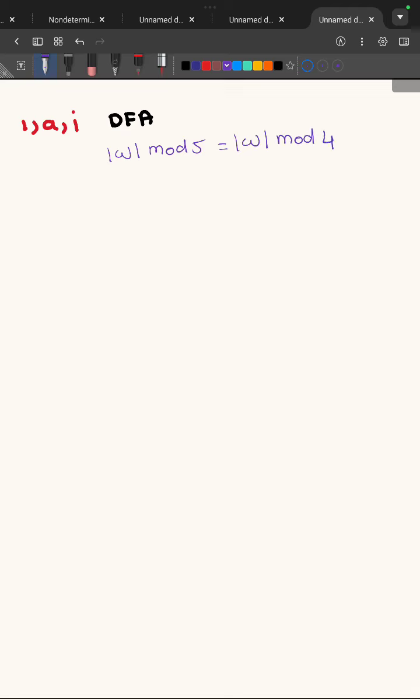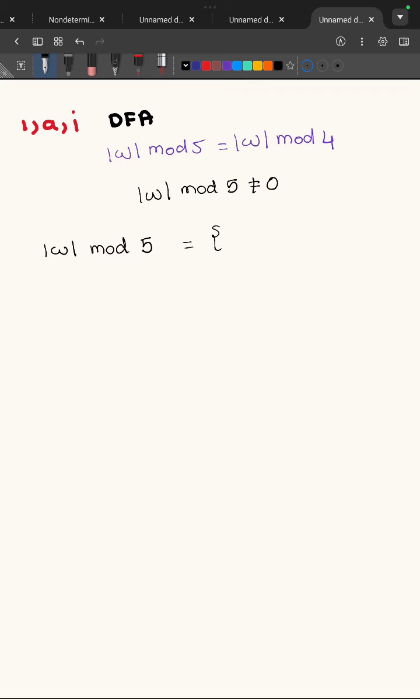I think we have seen a problem similar to this in our classroom, where we solved the length of the string mod 5 not equal to 0. For mod 5 or mod 4 or any mod number of problems, what we will do is take the number of possibilities. If I am dividing a number by 5, what could be the possible remainders you will get?